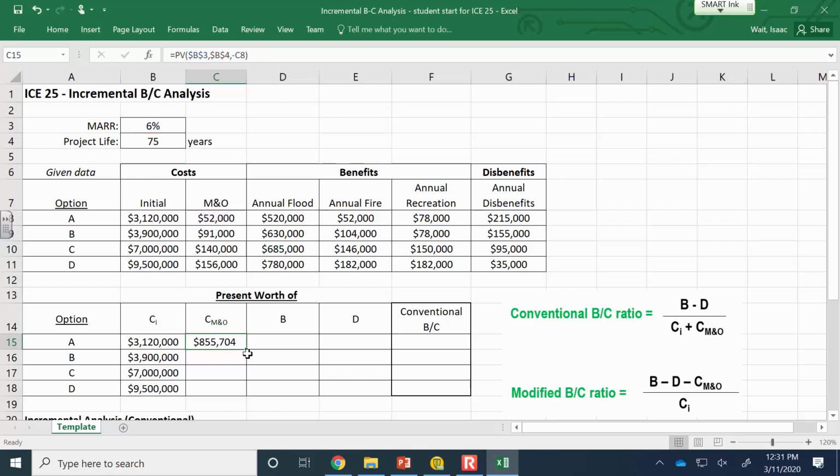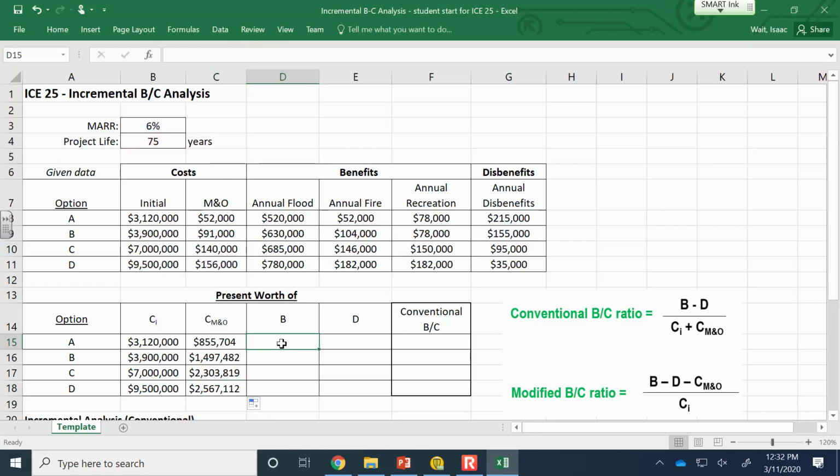And then now what I can do is I can just drag it down through all the rest of them, and the only reference that's relative is the reference to the amount. The interest rate and the number of periods stays fixed at its original location because of the dollar signs.